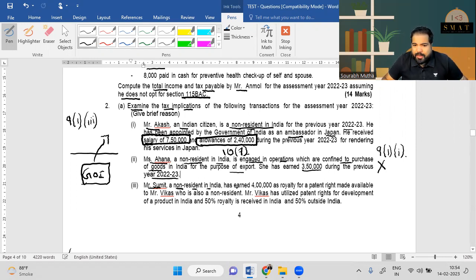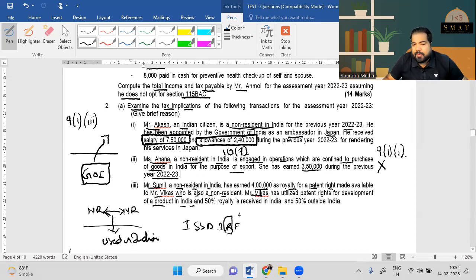Sumit is a non-resident in India. He has earned 4 lakh as royalty for a patent right made available to Mr. Vikas, who is also a non-resident. So one non-resident is giving another non-resident a patent. But then why is India so bothered? Because Mr. Vikas has utilized the patent for development of a product in India. This patent has been used in India.